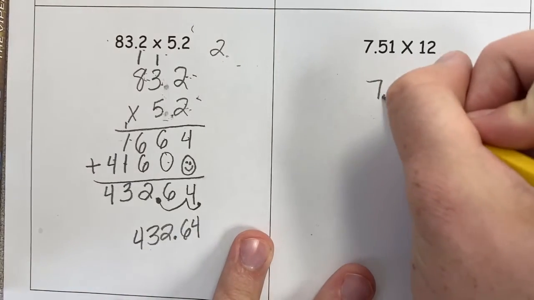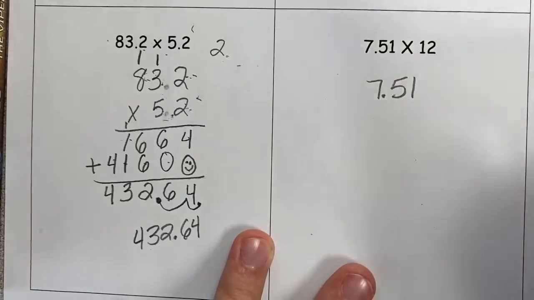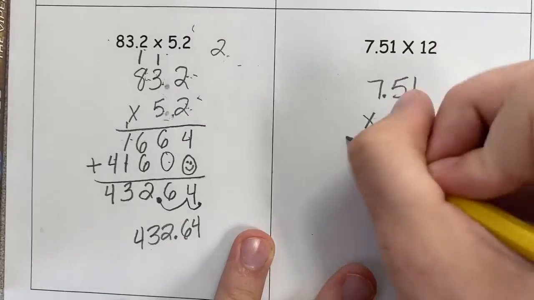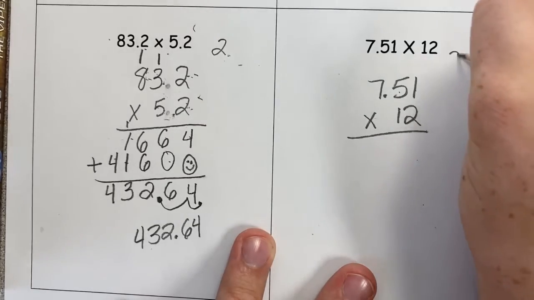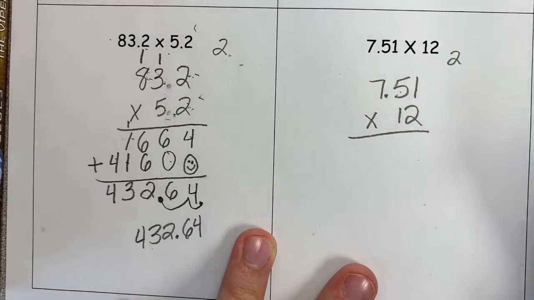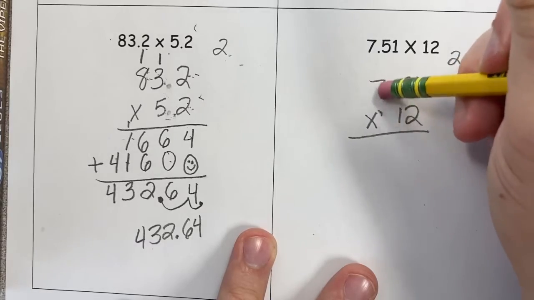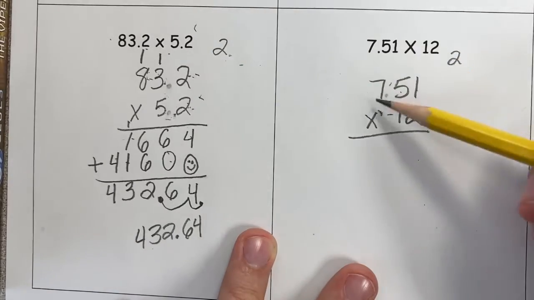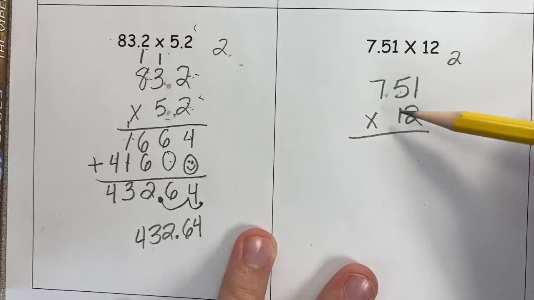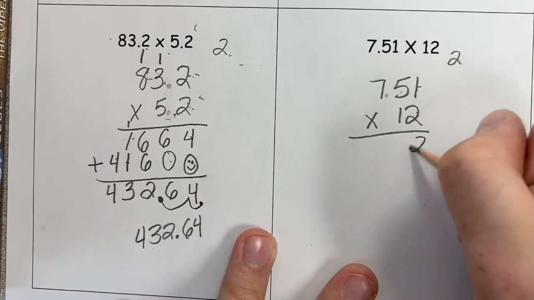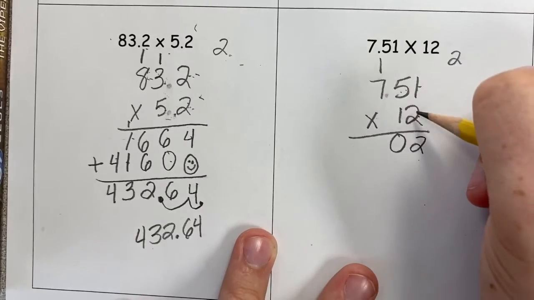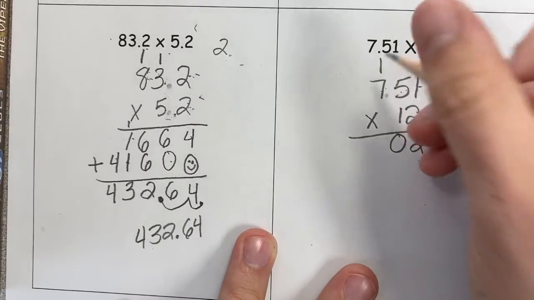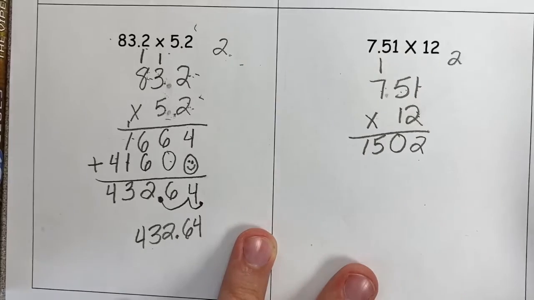So we have 7 and 51 hundredths times 12. Well, when I'm counting, I have 2 numbers behind the decimal, so I'm going to put a 2. Then I'm going to erase my decimals and multiply like normal. So starting with my 2, because it's the rightmost one. 2 times 1 is 2. 2 times 5 is 10. Carry the 1. 2 times 7 is 14, plus 1 is 15.